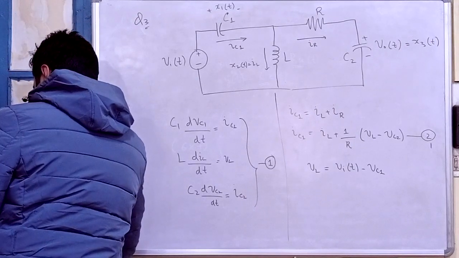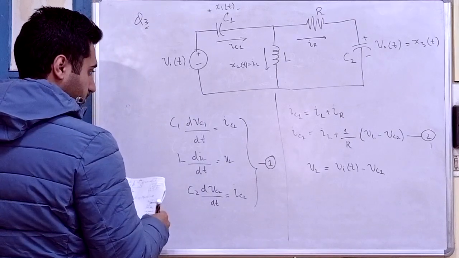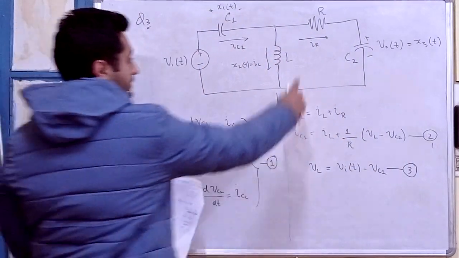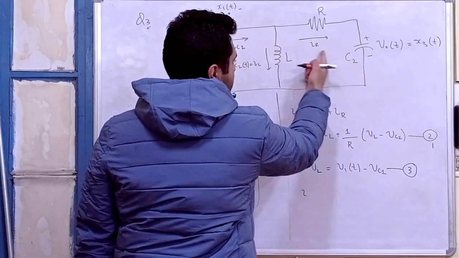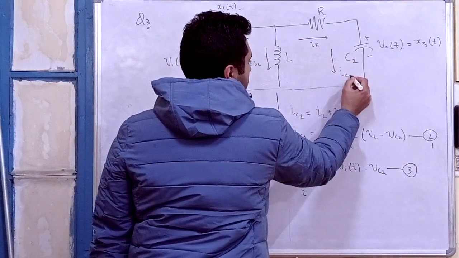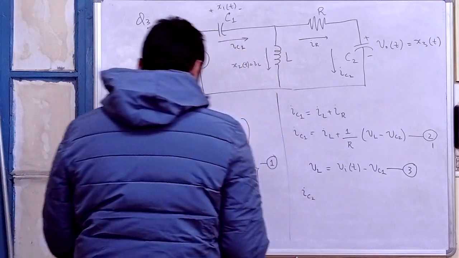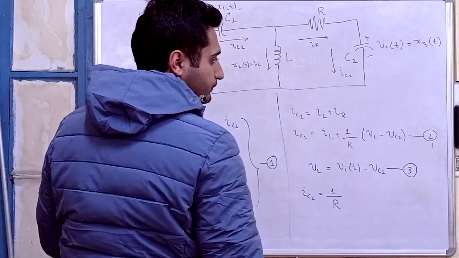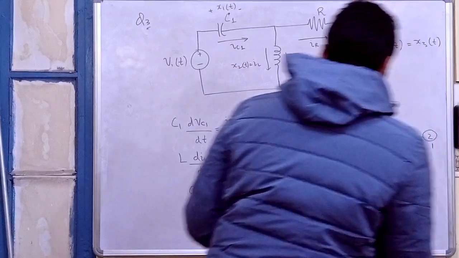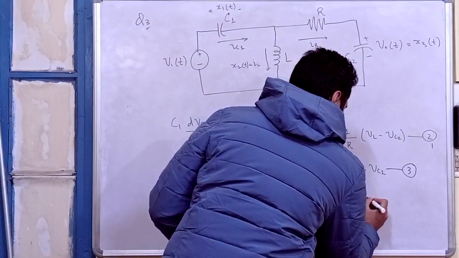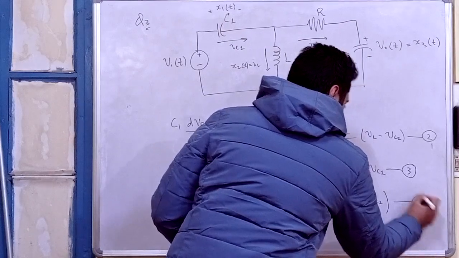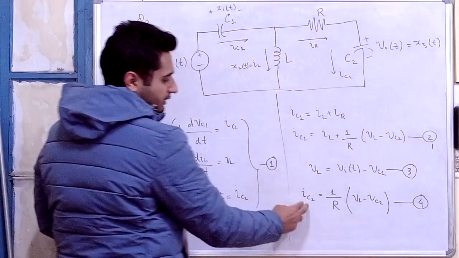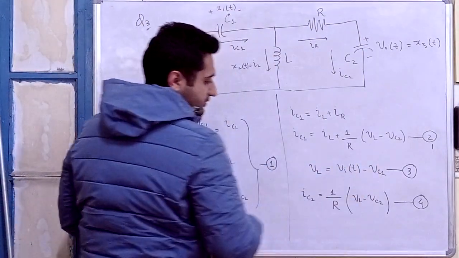Or we can just write it. VL is, this is equation 3. Keep this equation 3. Also, you can write a current, this current IC2, or I can call this IR, which is equal to this IC2. IC2 is 1 by R, call this equation 4. IC2 is exactly IR2. So again, I have written this part, 1 by R (VL minus VC2).